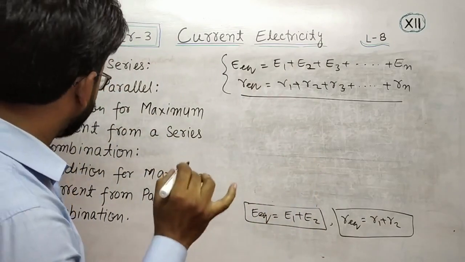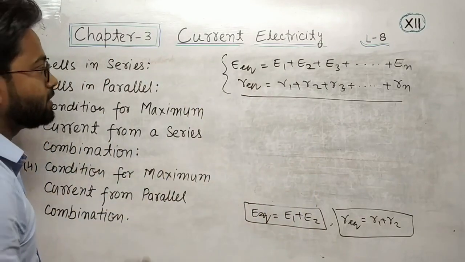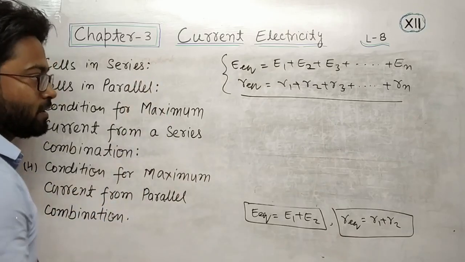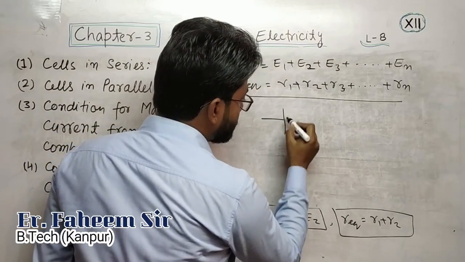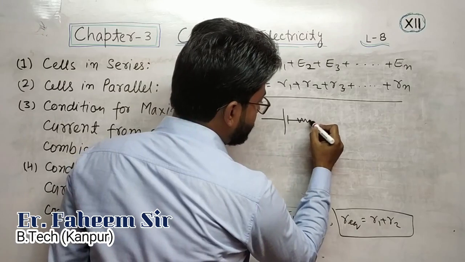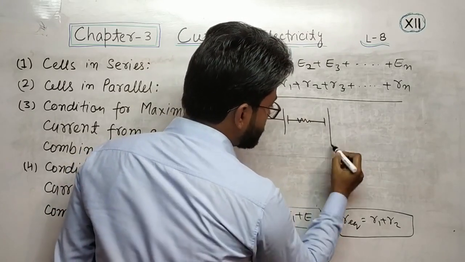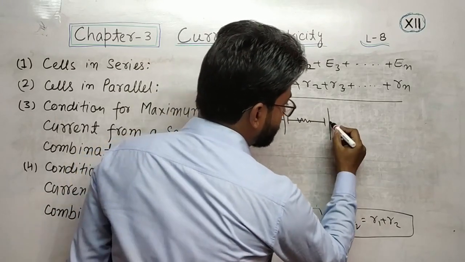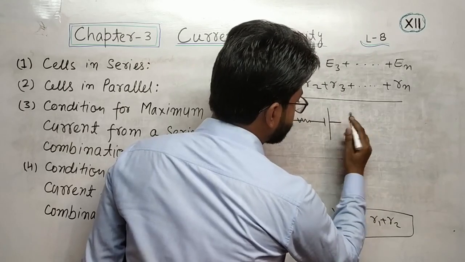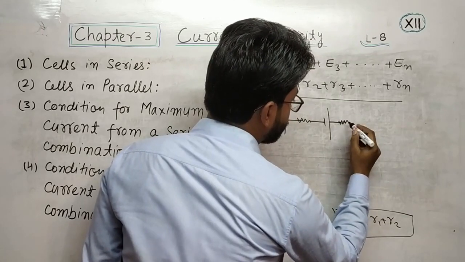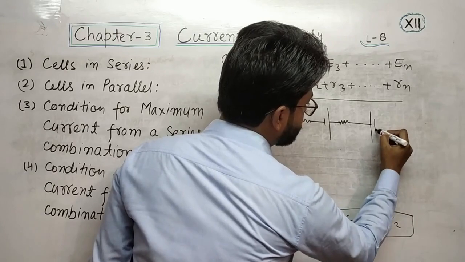Next point, when cells are in series, for example, this cell is like that and this cell is opposite, and this cell is like that.